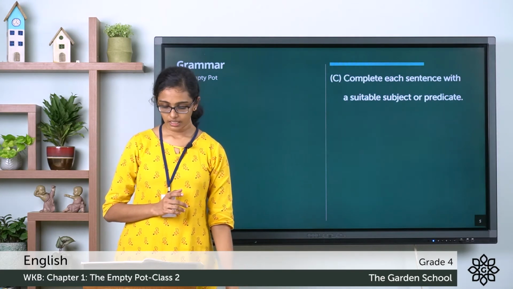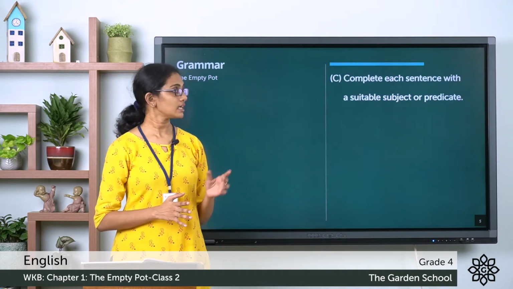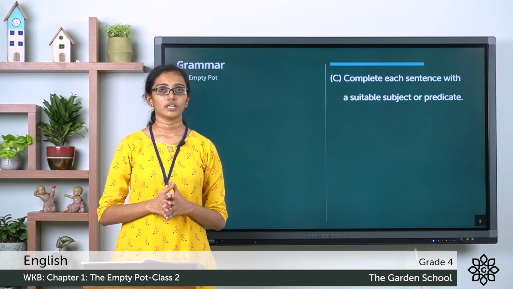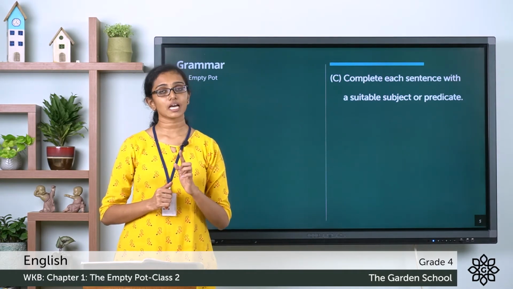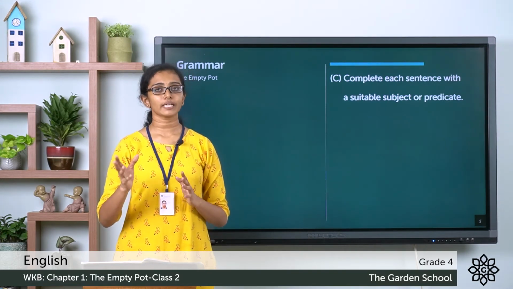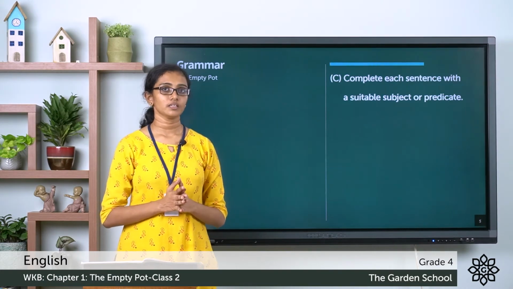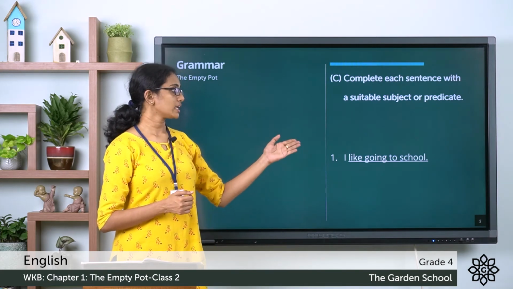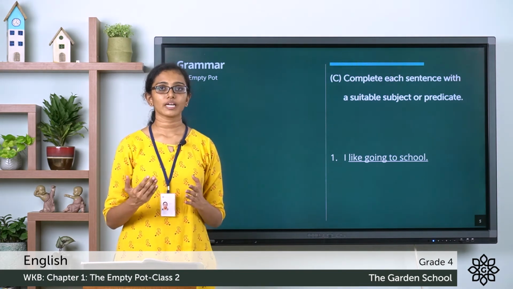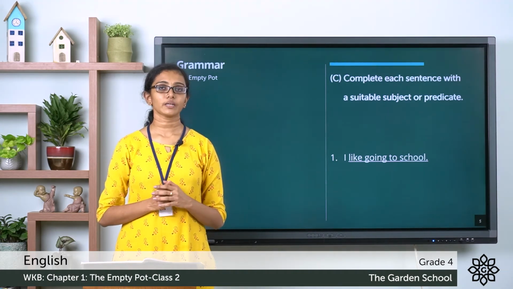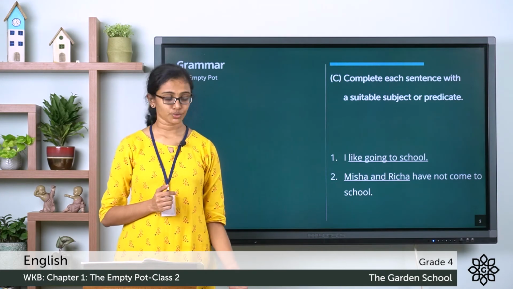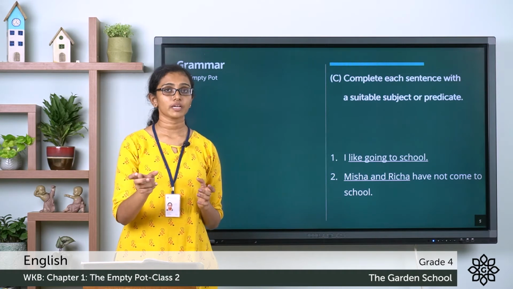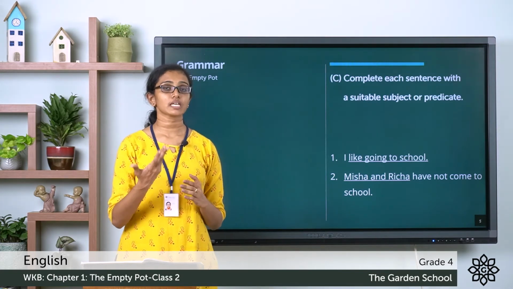In section C, complete each sentence with a suitable subject or predicate. The first one, I dash. Here the subject is given. The subject here is I. You have to add a suitable predicate. For example, I like going to school. So here I is the subject, like going to school is a predicate. You can write your own predicates there. The second one, dash have not come to school. Here the subject is not given. So since it is given have, it means the subject is not just one, but it is a plural subject.